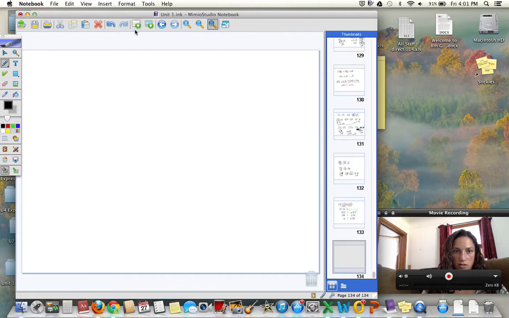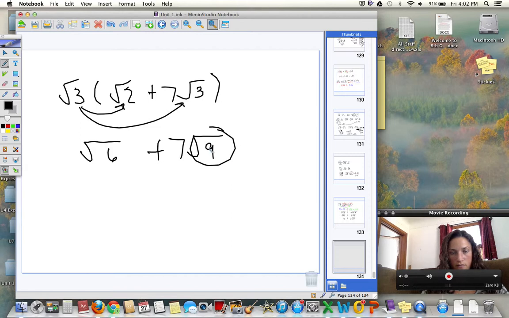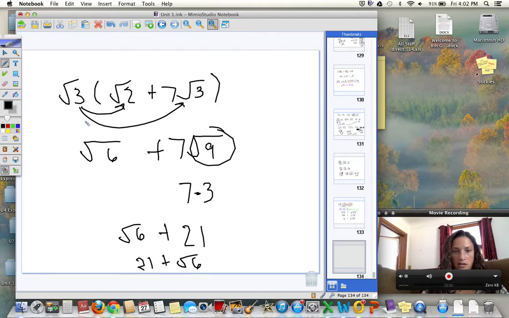So let's try another one. Sorry, I had to find it. So I have this, and I have this. So root 3 times root 2 is going to give me root 6. Root 3 times root 3 is going to give me root 9. Root 9 is actually 3. So now I have 7 times 3, which is 21. But normally we write it like this. So you're just doing the same thing.